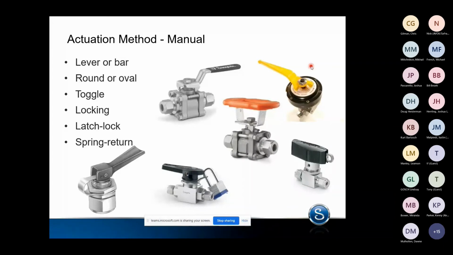Swagelok does not make yet a spring return handle option. We had to go through third parties. Right now, I believe we've got 2 different ones that we interface with. None of them are domestic to be able to get a spring return option onto our ball valves. So in industry, they exist. From Swagelok, immediately, they do not exist. We need to go through a couple extra steps to be able to do it, but it is an option.